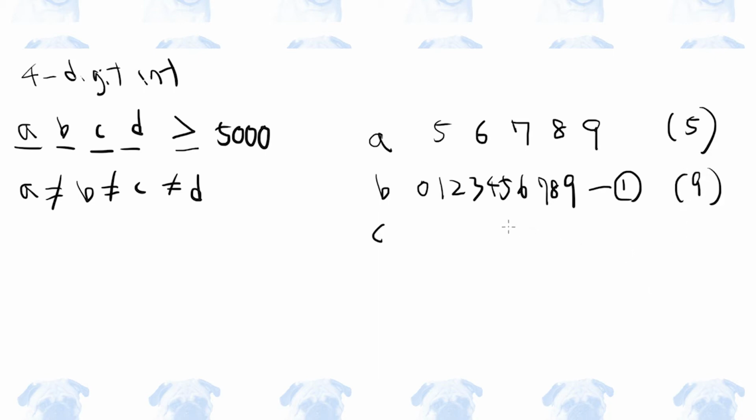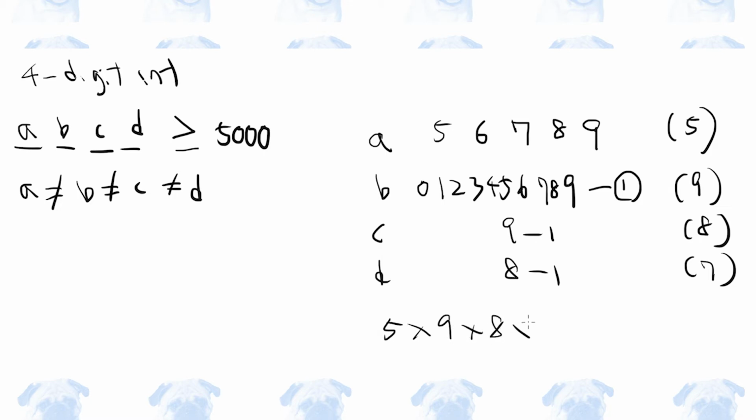And for C, we have 9 minus 1, 8 choices. And for D, we have 8 minus 1, 7 choices. So 5 times 9 times 8 times 7, which is 2520, and this is the answer.